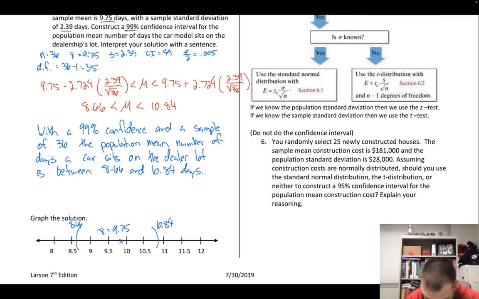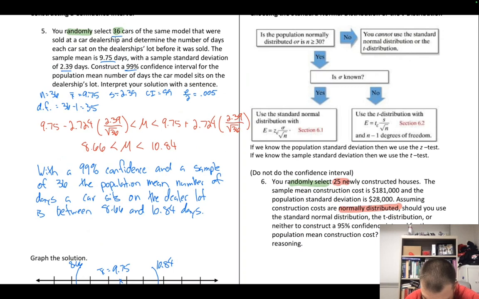So let's go through our checkoff. So we are randomly selected, but we are less than 30, so we're at 25. But they tell us, assuming they're normally distributed. So then when we go up here, is it normally distributed? Yes, so we're going to go here. Next, is the population standard deviation known? Let's see what they give us. And they do tell us it is yes there, which means we are going to use the standard normal distribution.